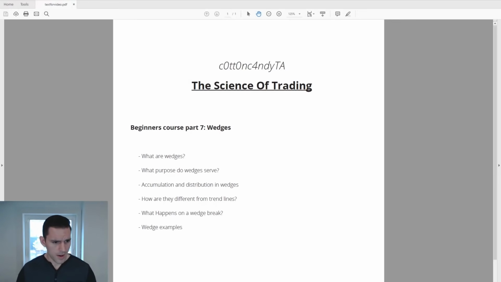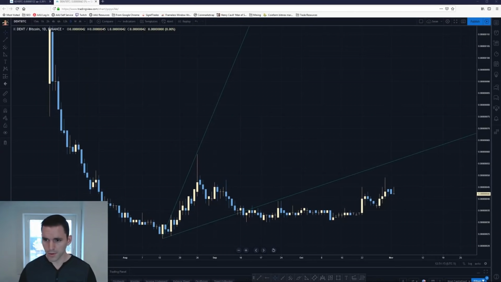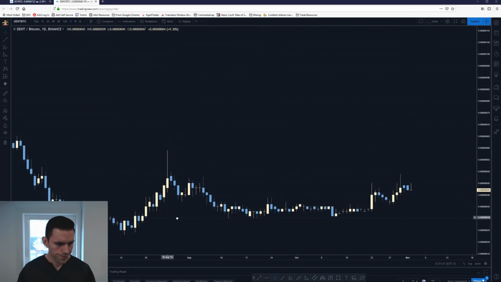Okay. And accumulation and distribution. Let's start building these wedges, and how are they different from trend lines? So we went over that, so we kind of skipped one, and what happens on a wedge break, and accumulation and distribution. So that's what we're going to go over here. So let's delete this, and let's delete this, and start from the beginning.